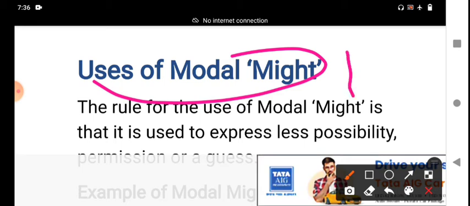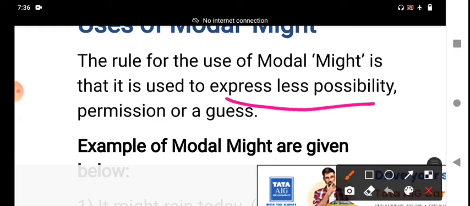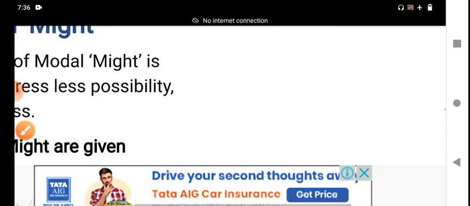What is the definition regarding might? The rule for the use of modal might is that it is used to express less possibility, permission, guess. Three functions: permission, guess, less possibility. It may rain. It might rain. Both are correct. But might rain is the less possibility. It may rain is the more possibility. You understand, my dear students. You should understand about the might.